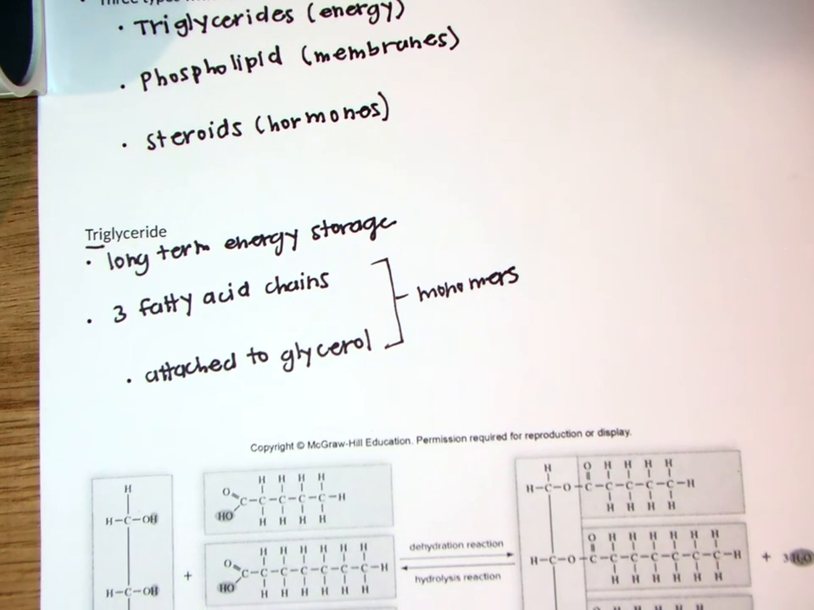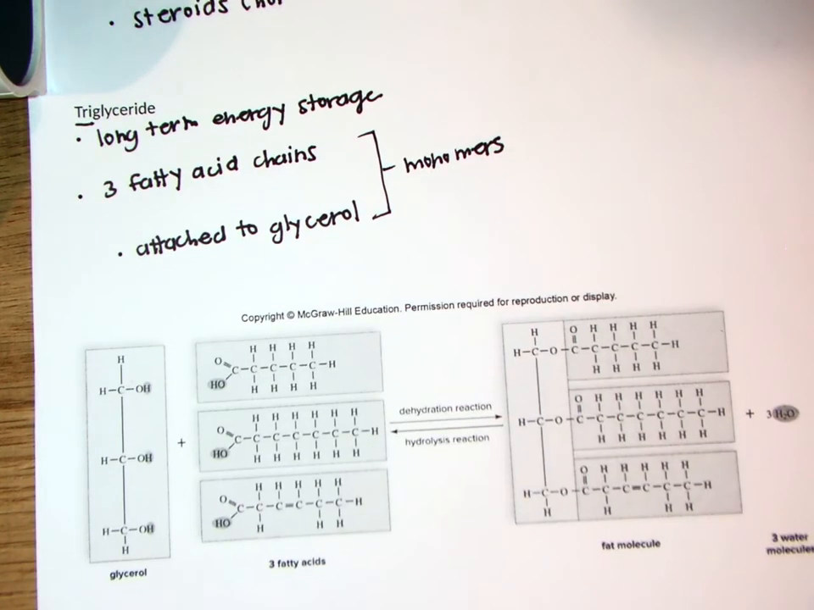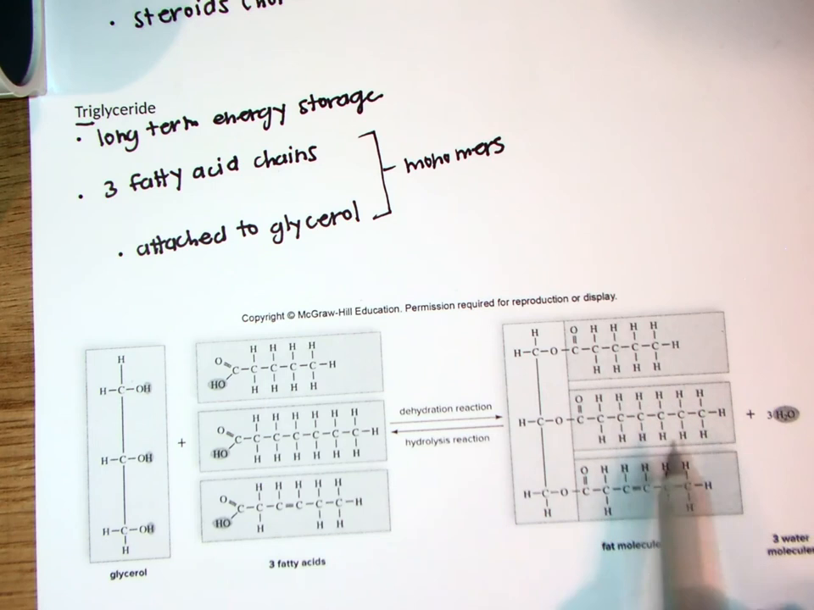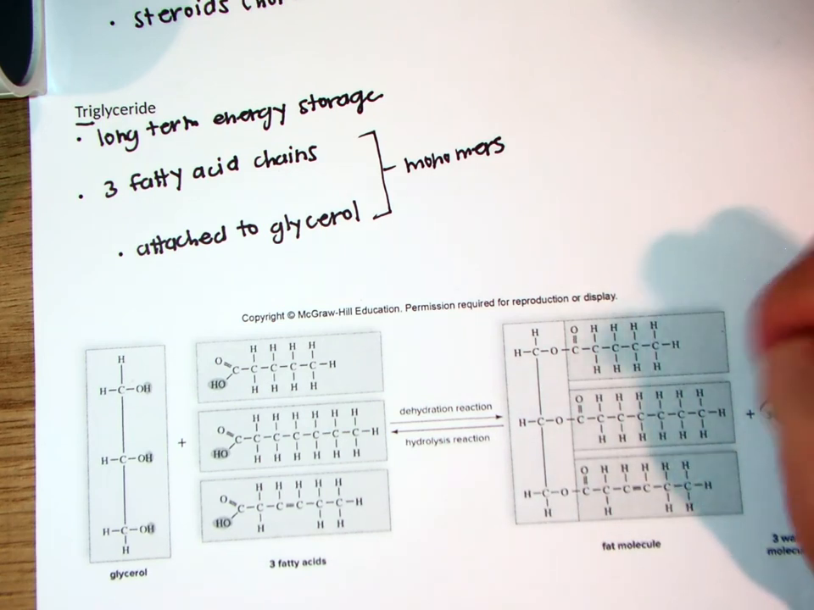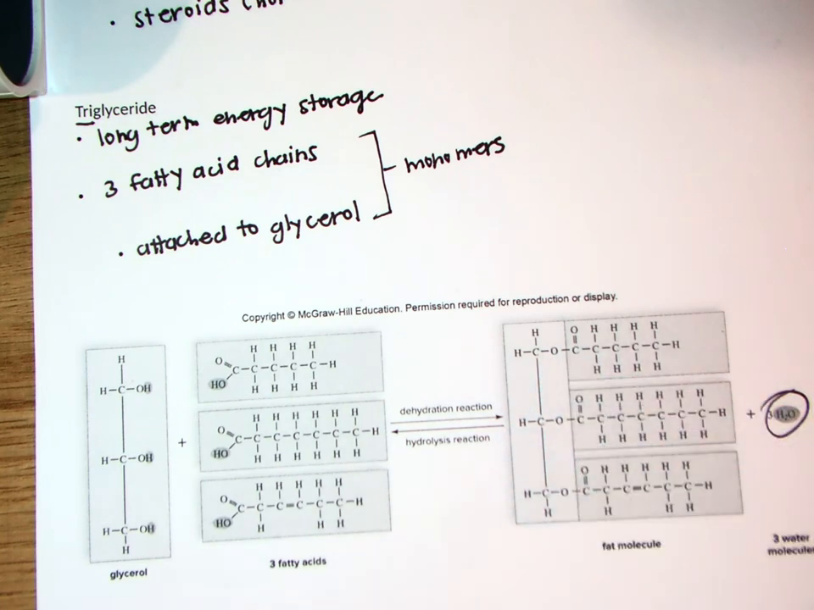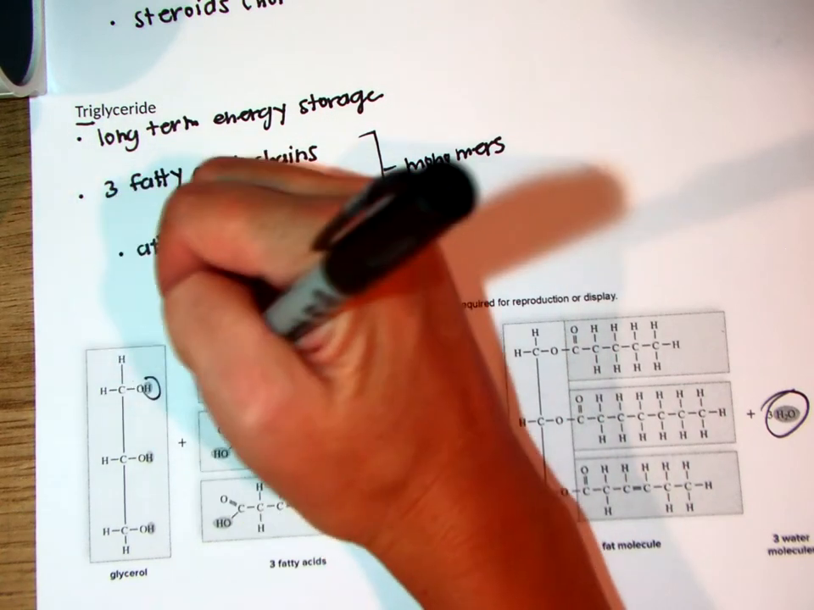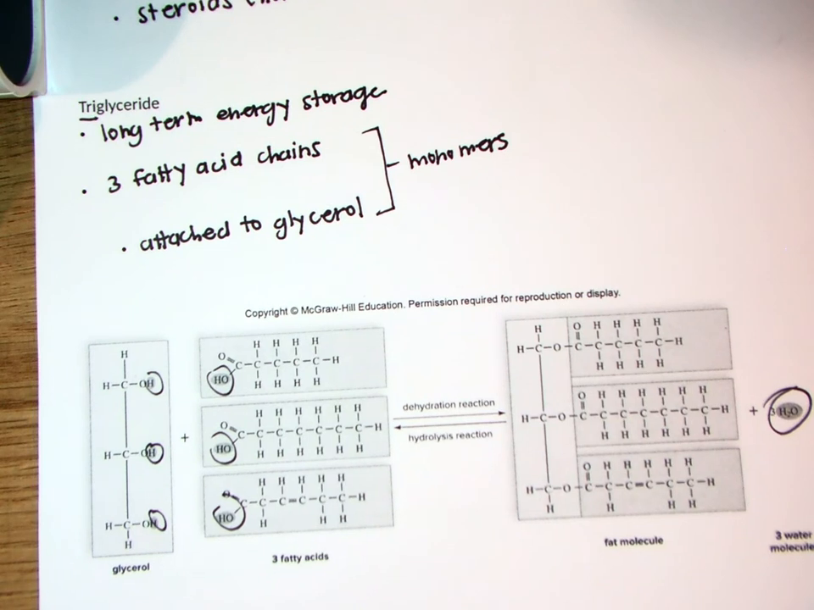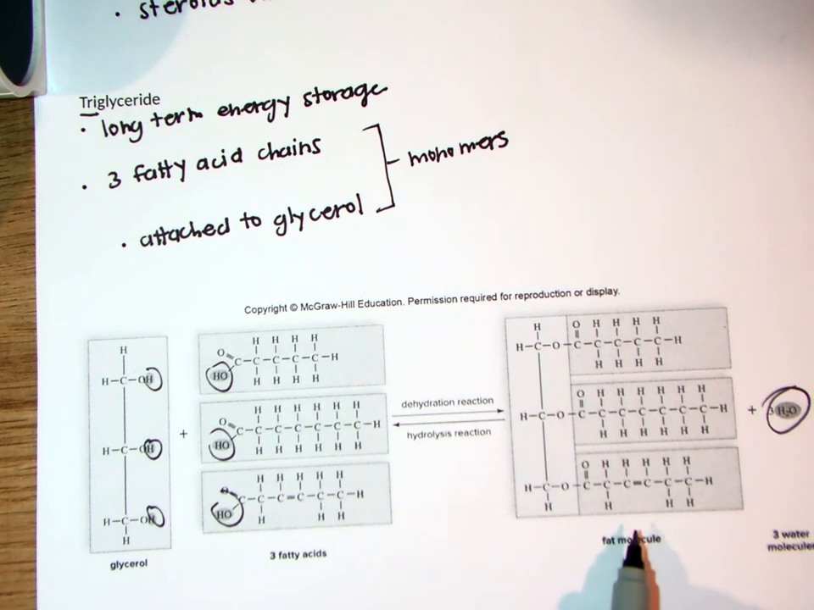And here is a picture. So you've got a glycerol, and then you have those 3 fatty acids. And through a dehydration reaction, remember to build a molecule, they bond with the glycerol, and you end up with this triglyceride. And then in the process, you lose 3 water molecules to leave spots for them to bond right there. So there's where the 3 water molecules came from. And now you've got a triglyceride here.